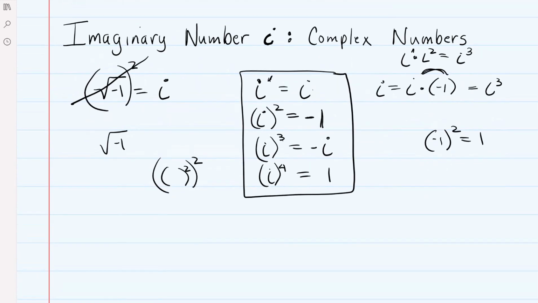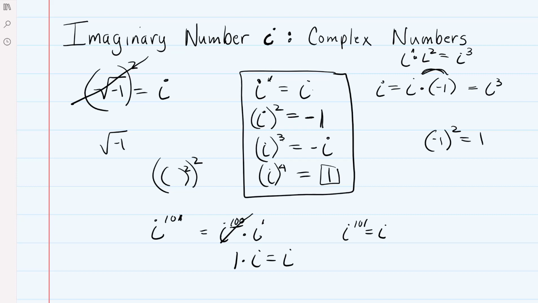I've seen on a test before, simplify I to the 101st power. Well, I to the 101st is I to the 100th times I to the first. And the reason I chose 100 is that it's divisible by 4. So I to the 100th is just 1. I to the first is I. 1 times I is I. So I to the 101st is just I.